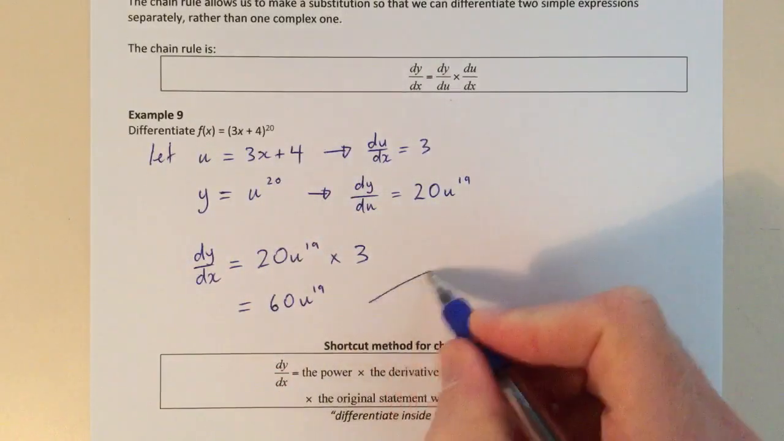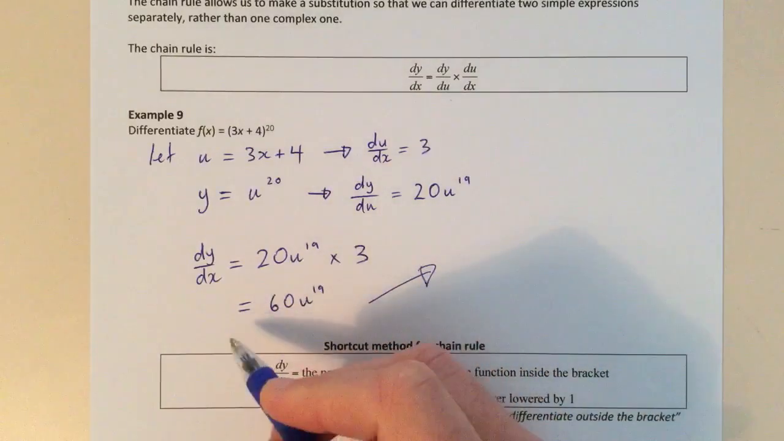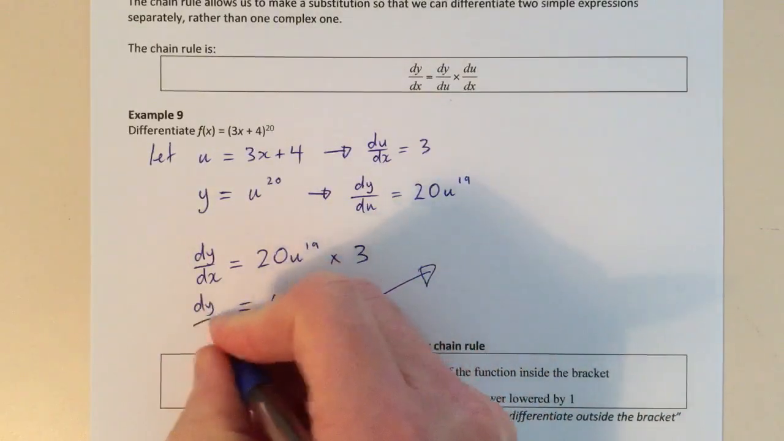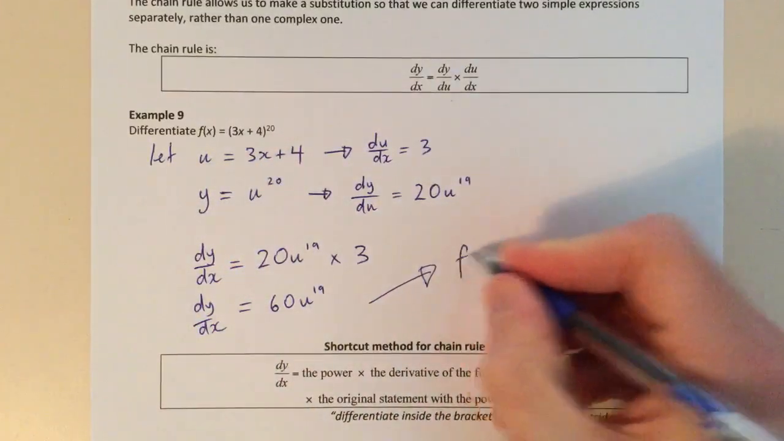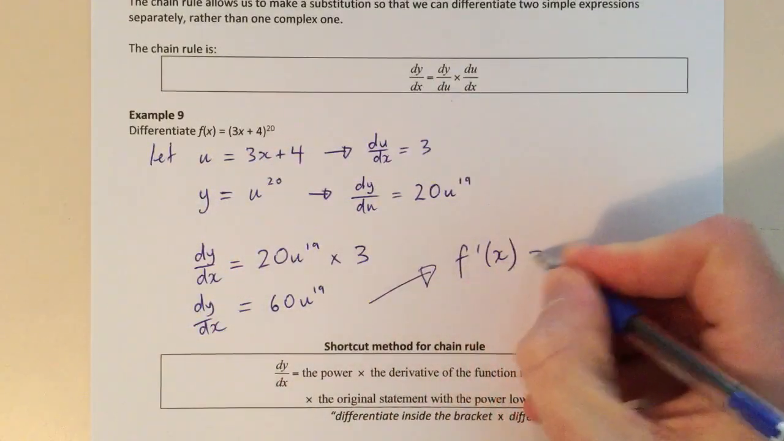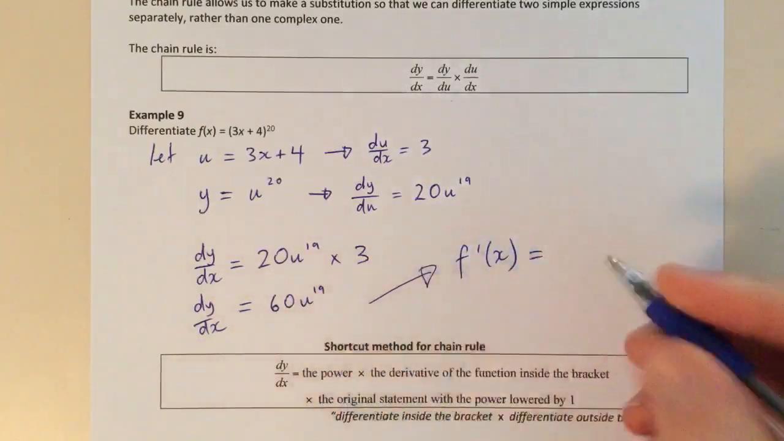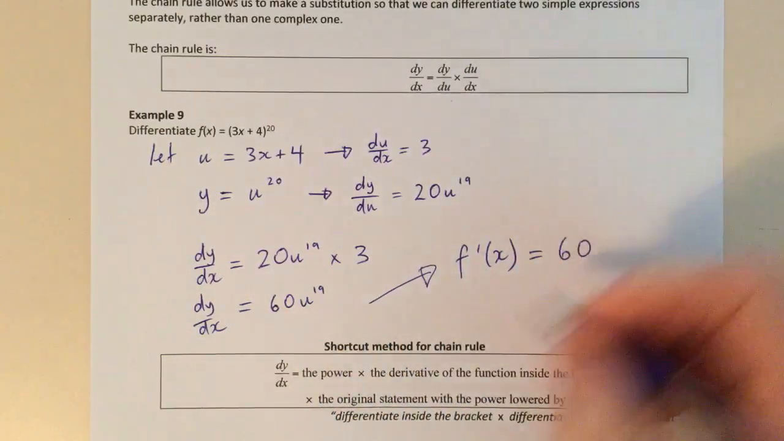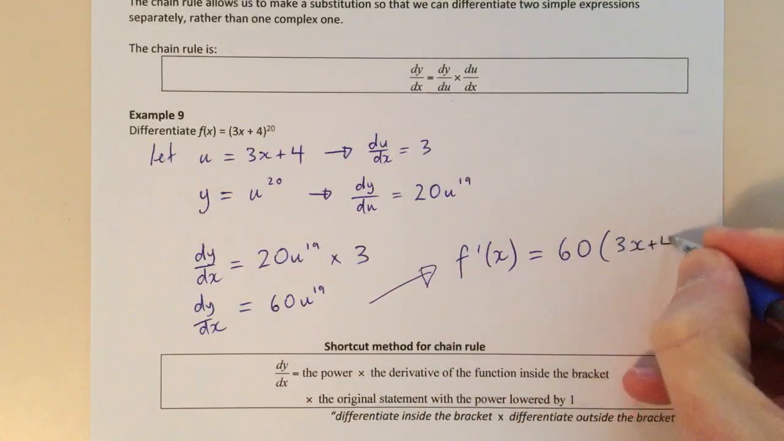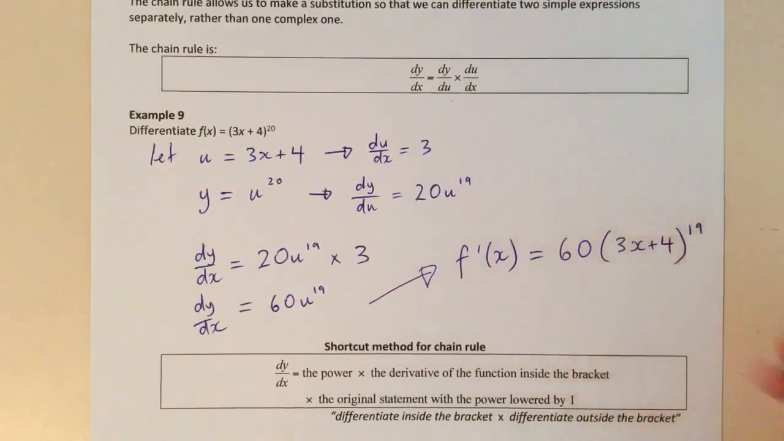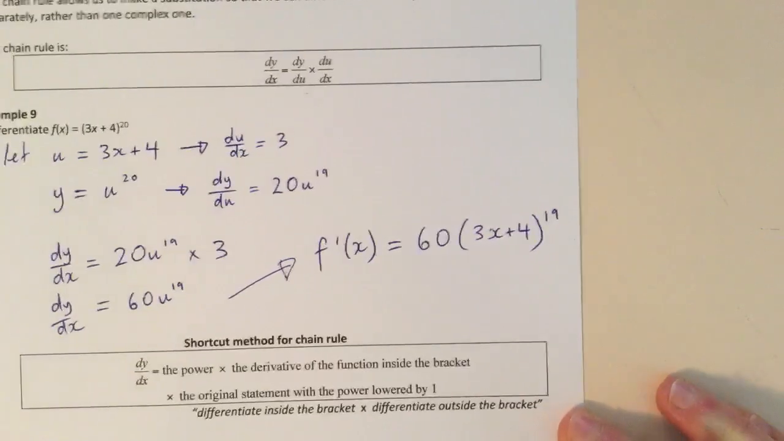And so I'm going to flip this back now. Even though this was dy dx, the question gave us f of x, so let's call the derivative f dash of x equals 60u to the power of 19, but that's really 60 times 3x plus 4 to the power of 19. And that's our final answer.